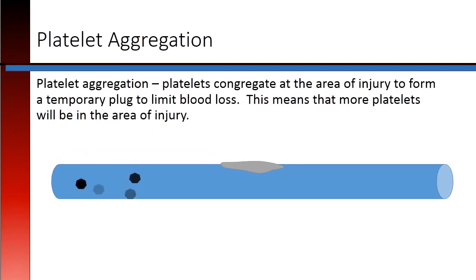Platelet aggregation. The platelets congregate at the area of injury to form a temporary plug to limit blood loss. This means that more platelets will be in the area of injury.